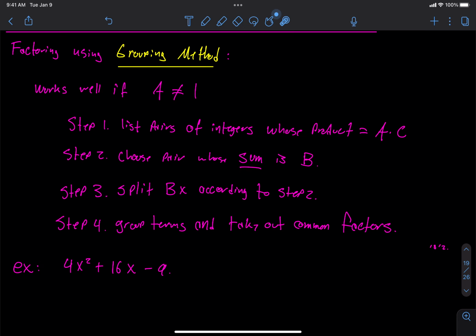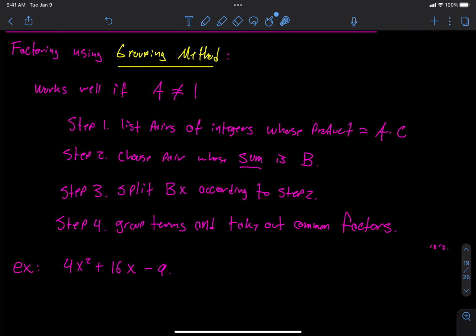Okay, so let's move on and talk about the grouping method. This is what I like to use and what I would recommend that you use if A is not 1. It consists of the following 4 steps. The first thing we're going to do is list the pairs of integers whose product gives us whatever we get when we multiply A and C together. And then we are going to choose the pair whose sum is B again. Not that different from what we did last time.